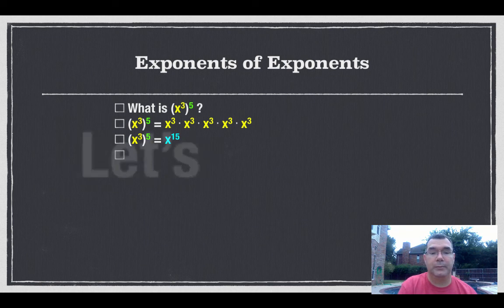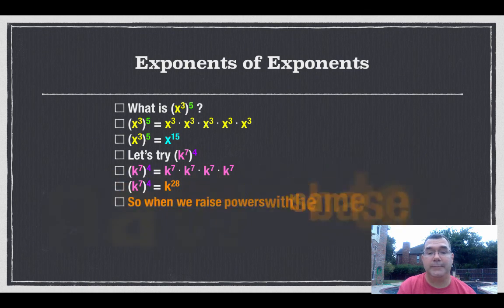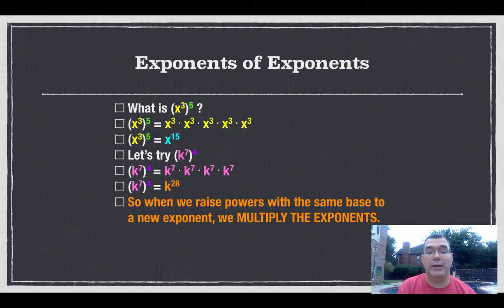All right. So let's try k to the 7 to the 4. Well, I'd have k multiplied by itself 7 times, and that would be multiplied by itself 4 times. So that's k to the 7 times k to the 7 times k to the 7 times k to the 7. And imagine all of those k's being written out, being multiplied together. How many k's would that be? That would be 28. So k to the 7 to the 4 is k to the 28. So what that means is when I raise powers with the same base to a new exponent, then I have to multiply the exponents.